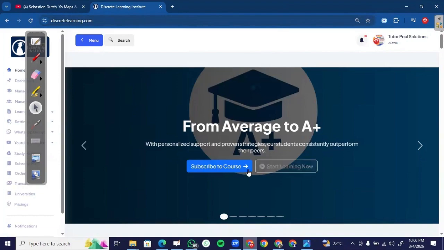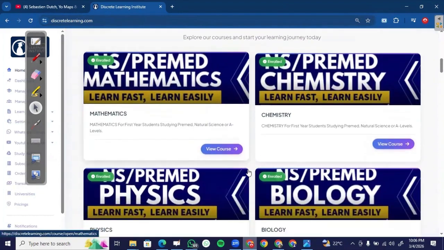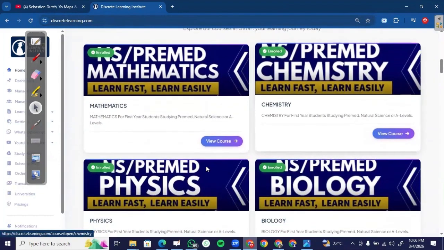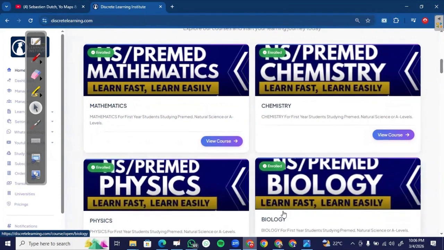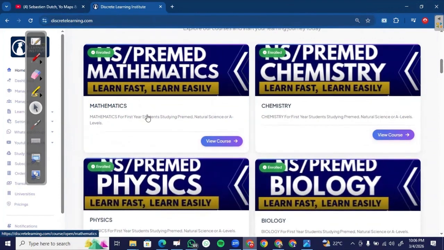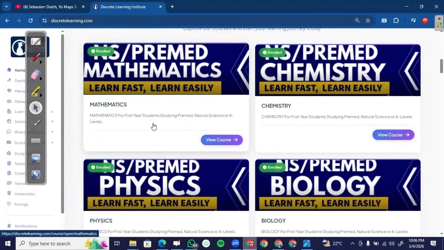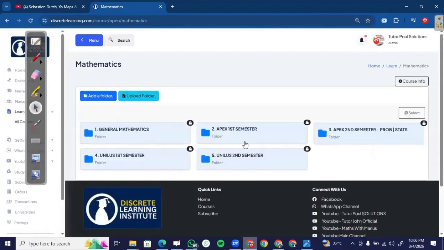After you log in, these are the things that you're going to see. You can see mathematics, chemistry, physics, biology, everything that you need to help you. For example, I'll just use the math course. If you open it, you go to your particular university. If you're from Unilas, first semester, you go here. Unilas second semester, you go there. But if you're from any other university, you go in general mathematics. If you're from Apex, you use those. So I'll just use the semester 1s here.